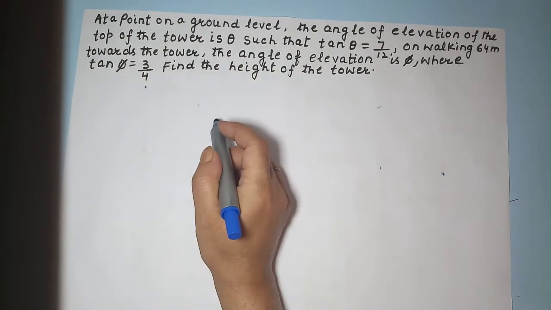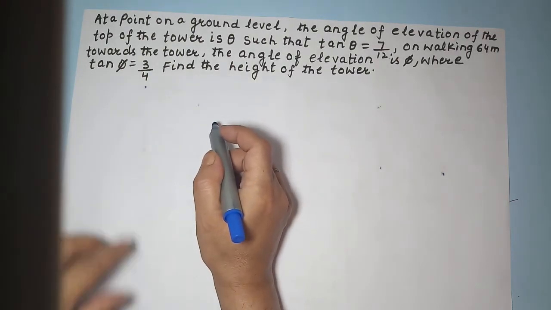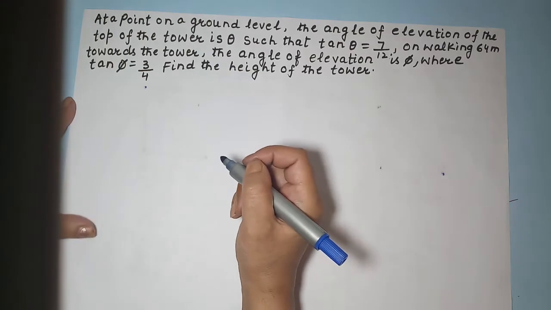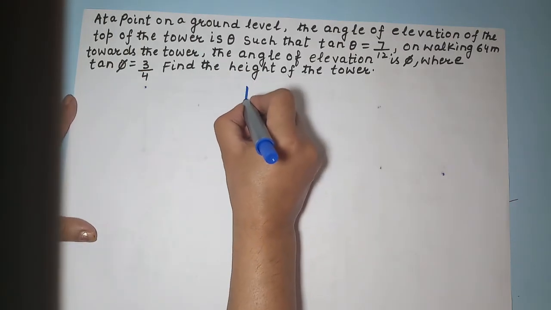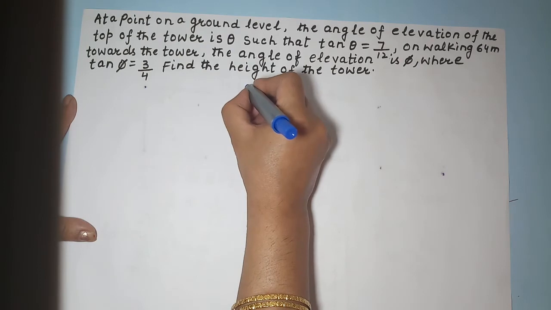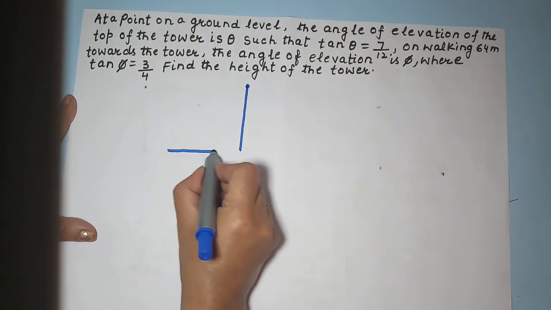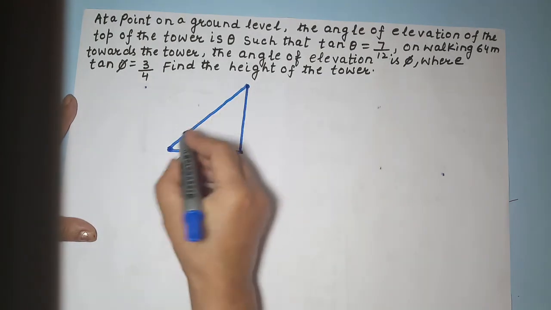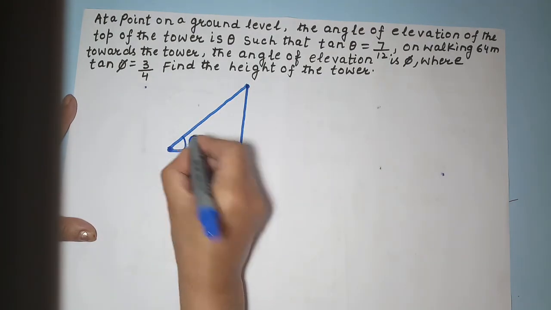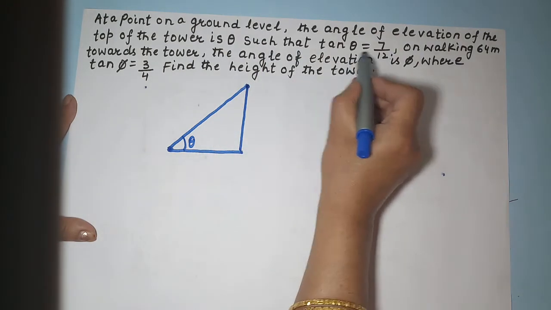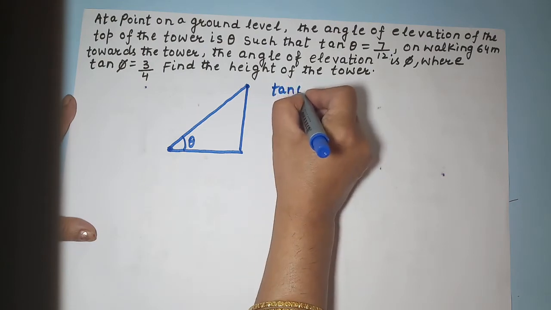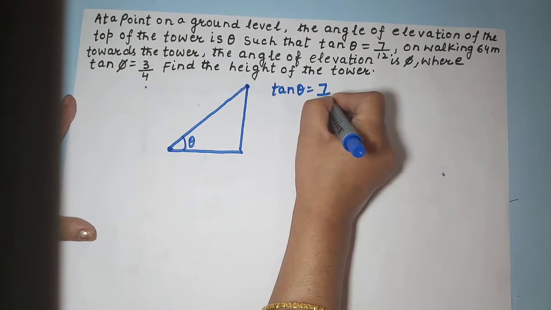Then there is one more question. He is saying that at a point on a ground level, the angle of elevation of the top of the tower is theta. Right? So, this is the tower, this is the top of the tower and this is the point on the level ground. So, he is saying that the angle of elevation is theta. This angle is theta. Such that tan theta is 7 by 12. So, he has given the value of tan theta here as 7 by 12.